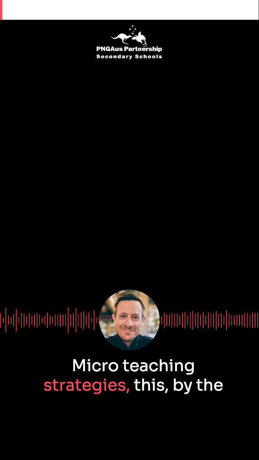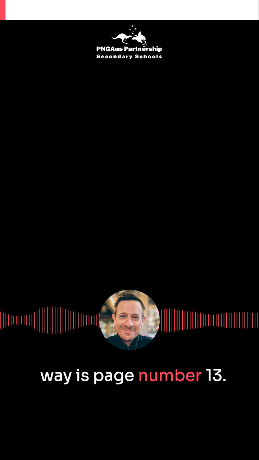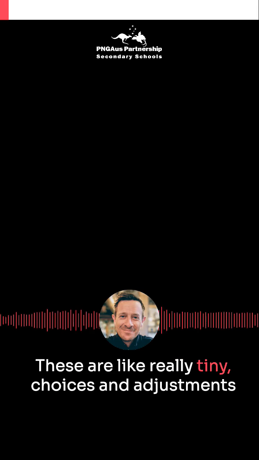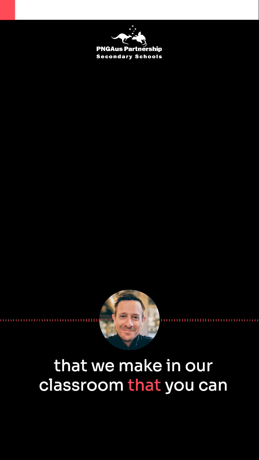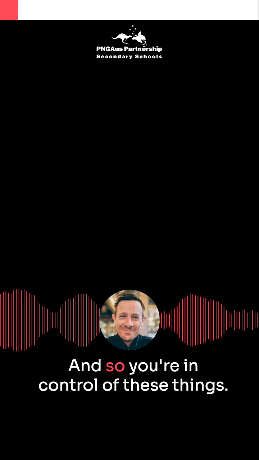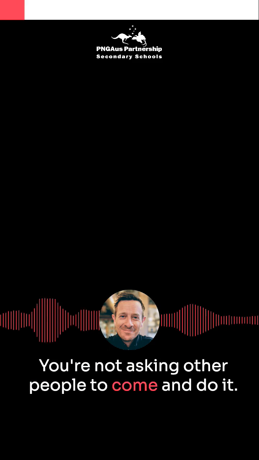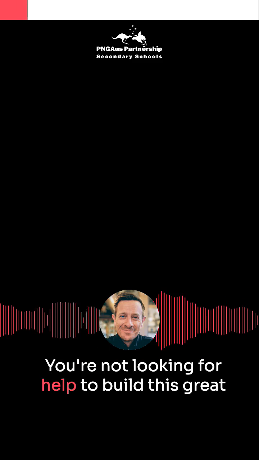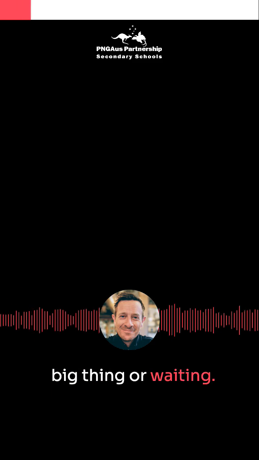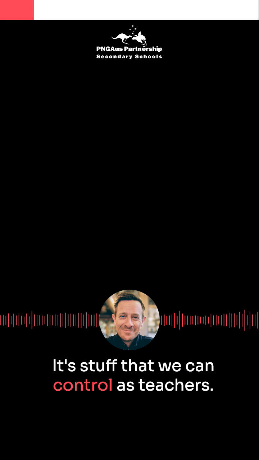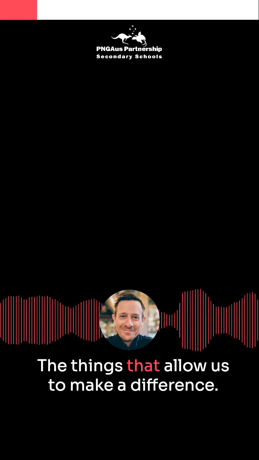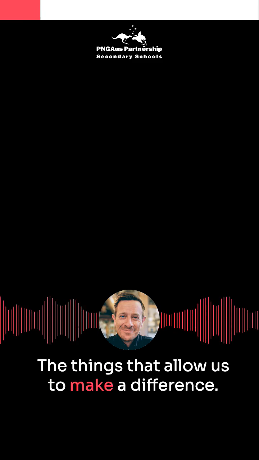Micro teaching strategies. This, by the way, is page number 13. These are really tiny choices and adjustments that we make in our classroom that you can then see the impact of. And so you're in control of these things. You're not asking other people to come and do it. You're not looking for help to build this great big thing or waiting. It's stuff that we can control as teachers, the things that allow us to make a difference.